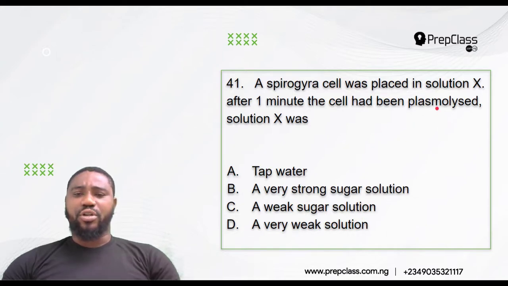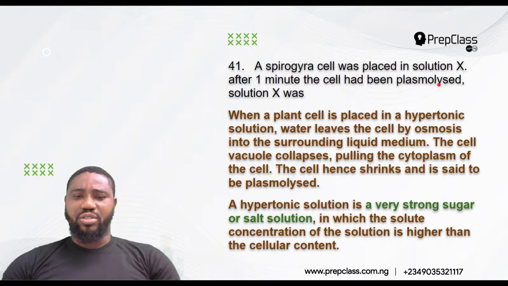Now we must know the word for this, plasmolyzed or plasmolysis. What does it simply tell us? Now look at what I said. When a plant cell is placed in a hypertonic solution, water leaves the cell by osmosis into the surrounding liquid medium, that is the hypertonic solution. Do you understand? The cell vacuole collapses, pulling the cytoplasm of the cell.